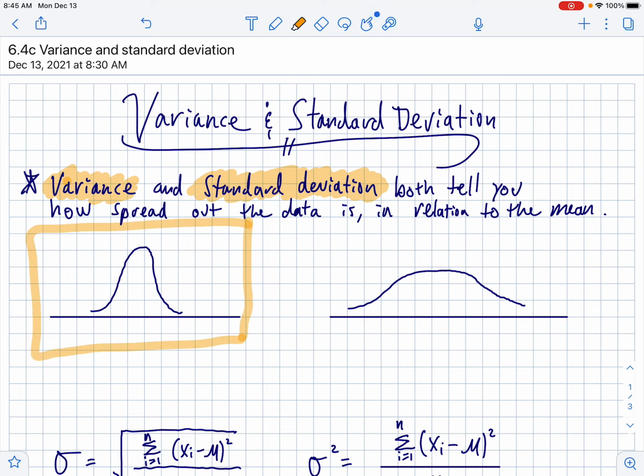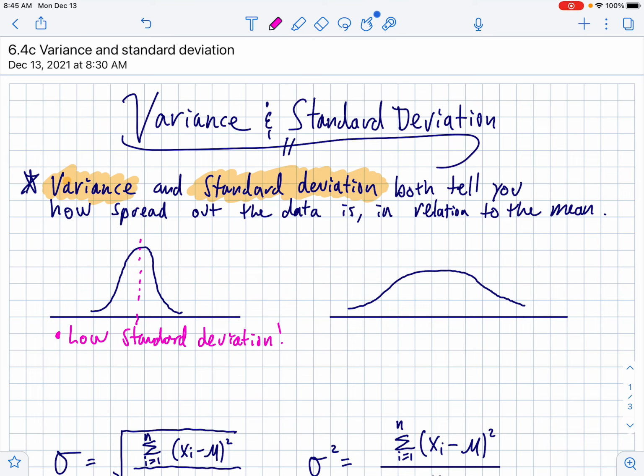So this situation right here on the left, I meant to draw this very tight around a mean, being the center of the data here. This would have a high standard deviation. Nope, excuse me, got it backwards already. This is a low standard deviation. So low standard deviation means that it's clustered around the mean. Another way to say that is that it's not very spread out.